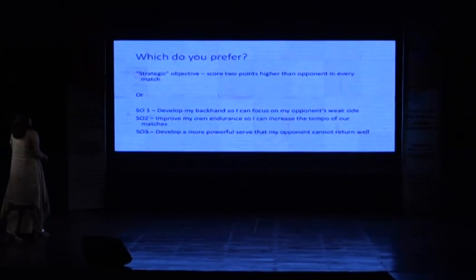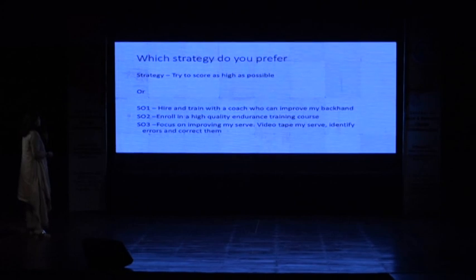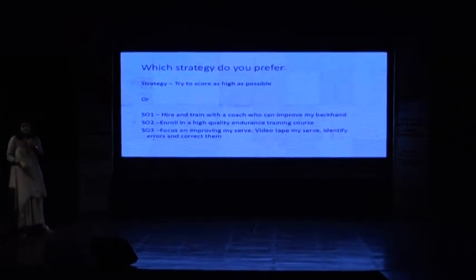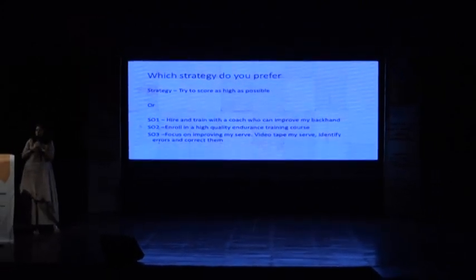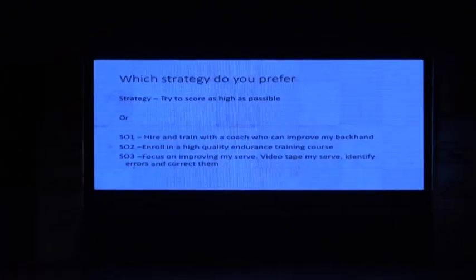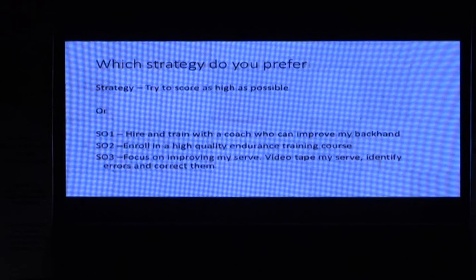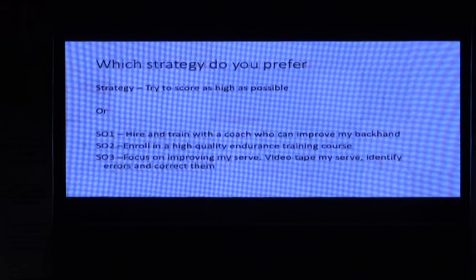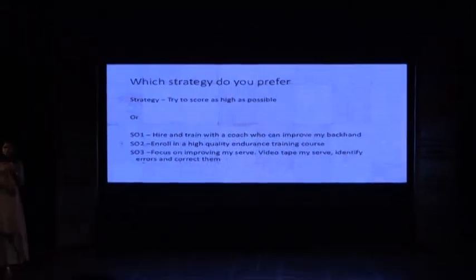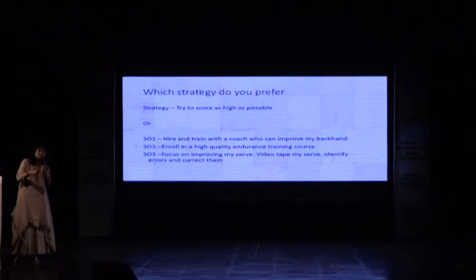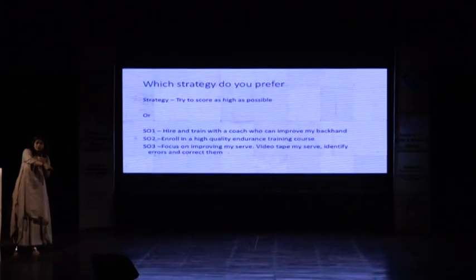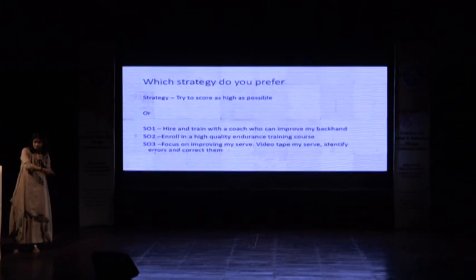So, how do you do that in terms of strategy? The strategic objective was those 3 things. Now, strategy is you hire and train a coach who can improve your backhand. Enroll in a high-quality training course. Focus on improving your serve, watch the opponent, and train yourself. So those are ways in which you can get to your strategic objective. Make sense? Okay.